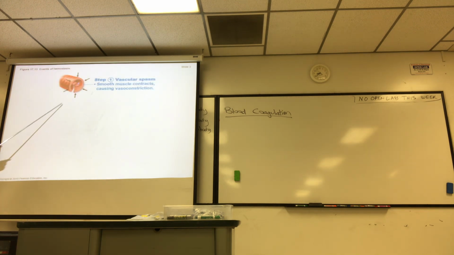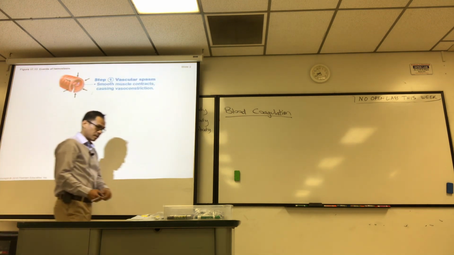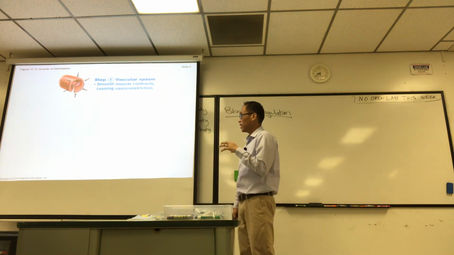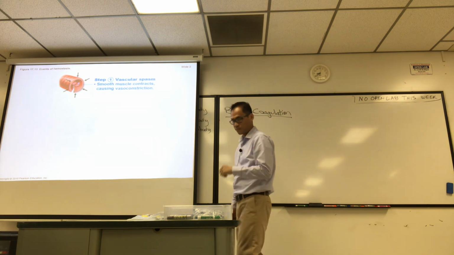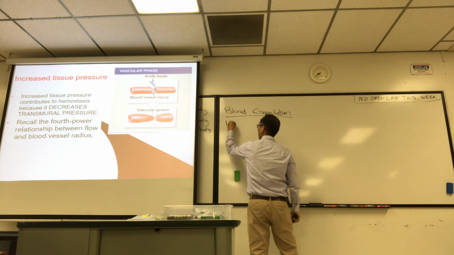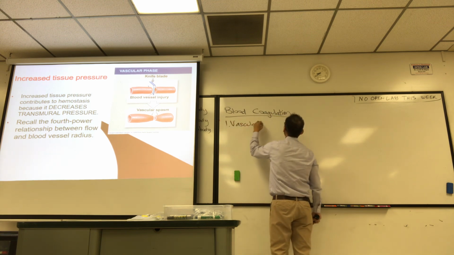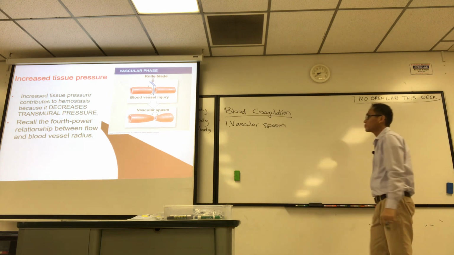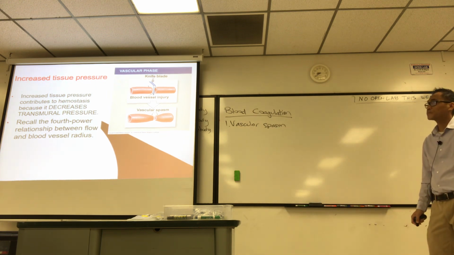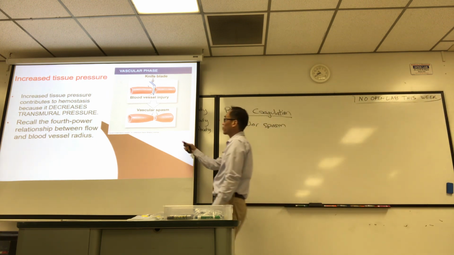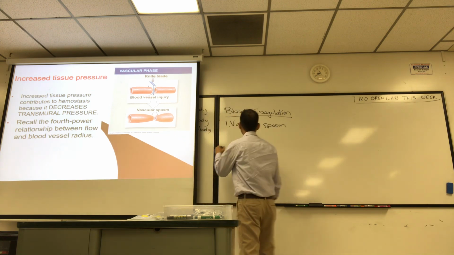Okay, so you have a damaged vessel. That's step one. When you damage a vessel and you cut through all the tunics, the tunica media tends to spasm. Here's a picture of it that shows it better. Step one, vascular spasm. The picture shows that when you cut, there's a spasm right there. It's a vasoconstriction event.